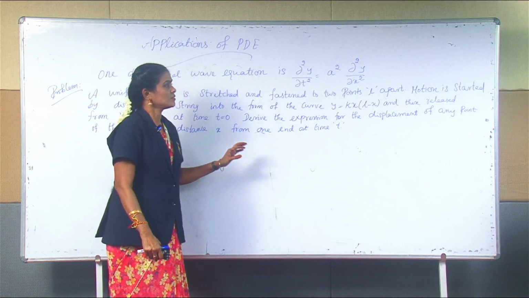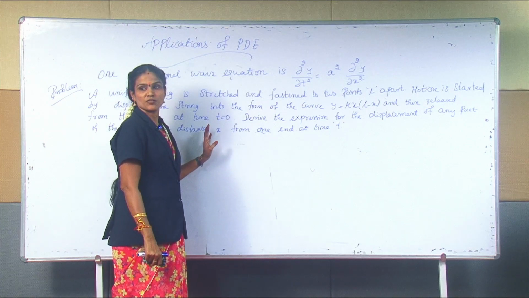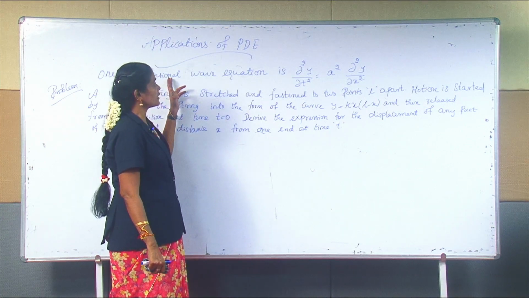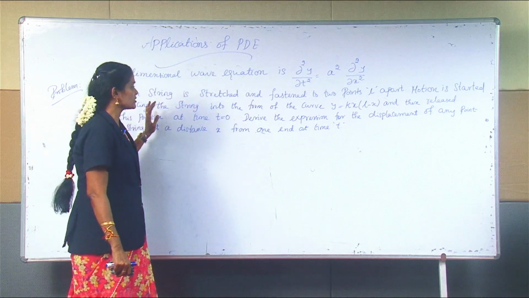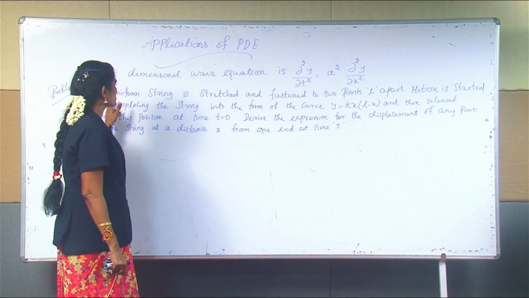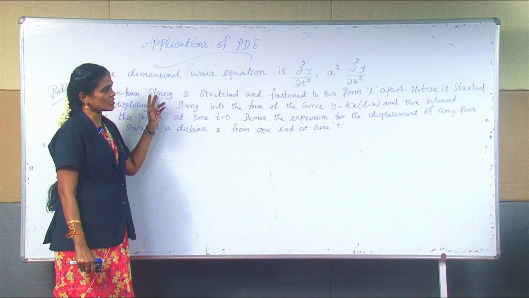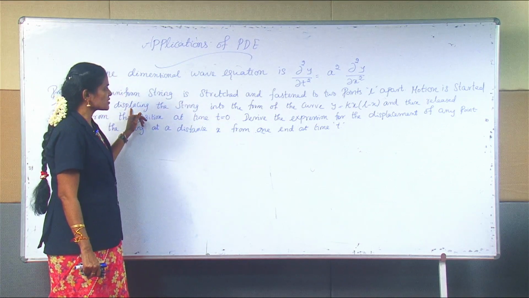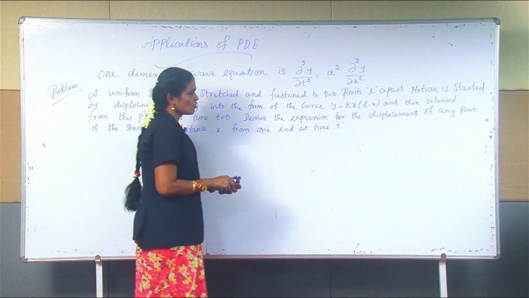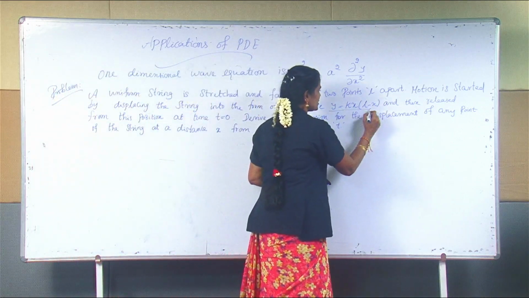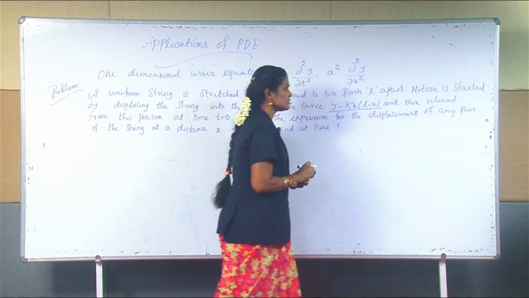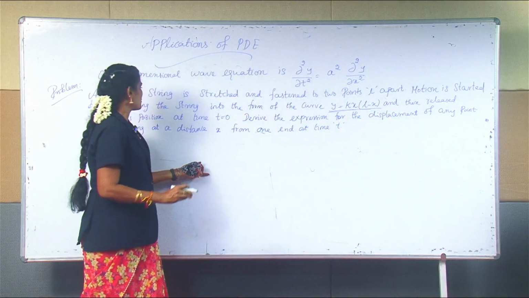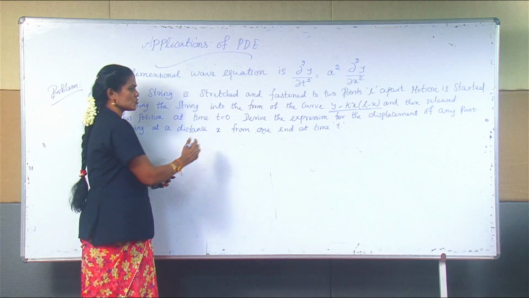Okay, sir. In this lecture we are going to see the one-dimensional wave equation in applications of partial differential equations. Type 1 problem: a uniform string is stretched and fastened at 2 points L apart. Motion is started by displacing the string into the form of the given curve y. So y means the displacement is given, and then it is released from that position at time t equal to 0.